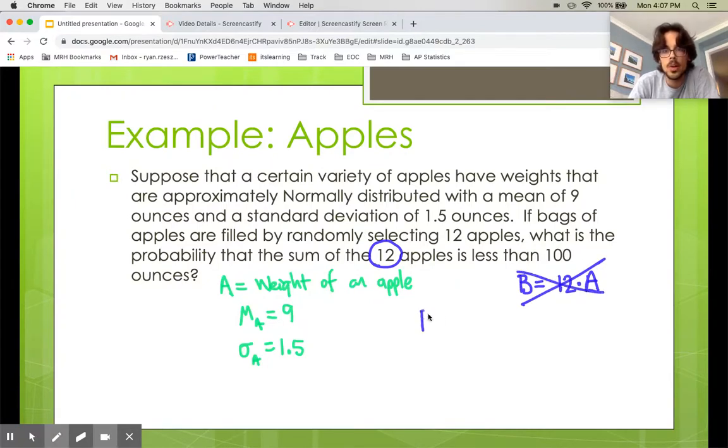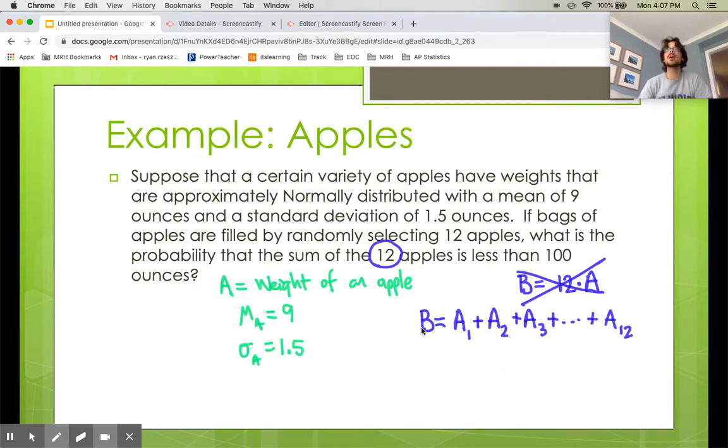You're going to set up a variable B, and what you have to do is look at this variable as 12 different apples added together. So I'm going to set this up as A1 plus A2 plus A3 all the way up to A12. And this will get me my bag of apples altogether. It's a little bit weird why you have to do it that way, but basically, if you do the 12 thing, that makes the apples identical, which isn't the case. You need 12 separate apples right here.